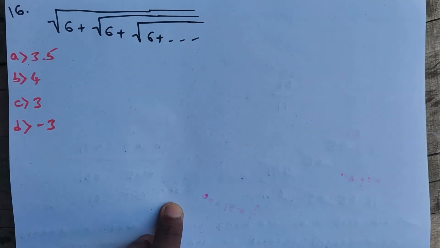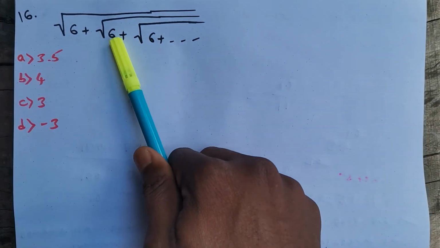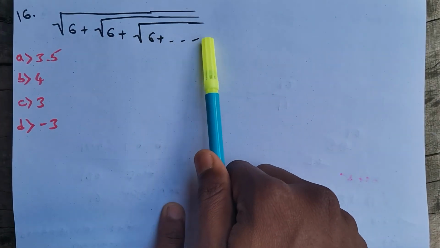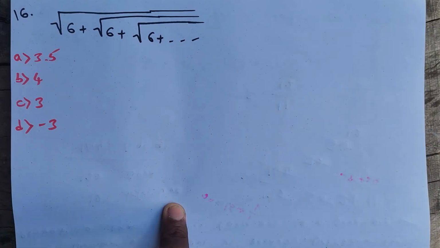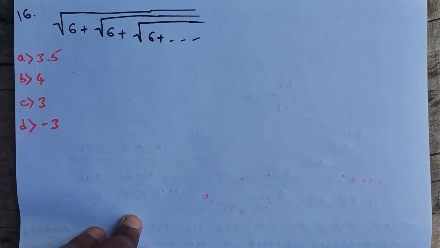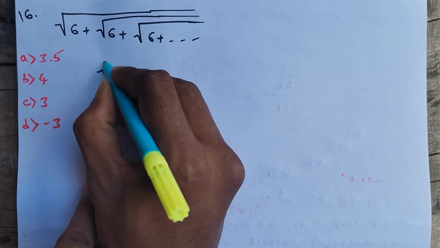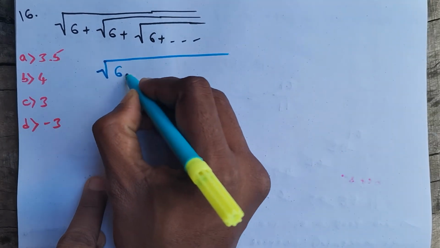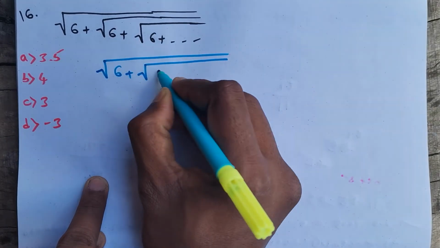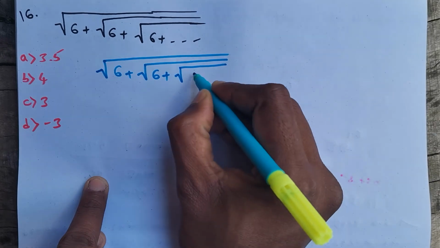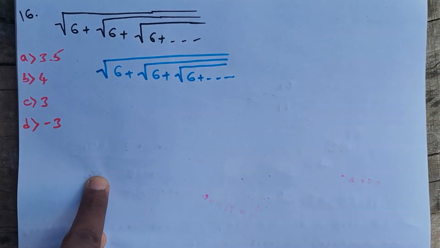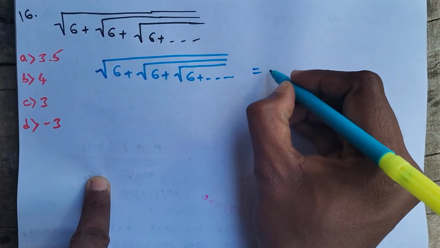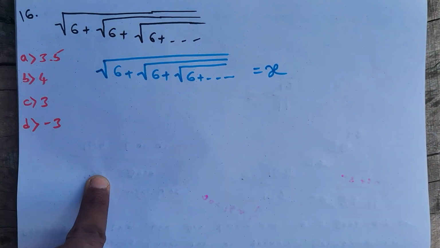Question number 16. Under root 6 plus under root 6 plus under root 6 plus under root 6 plus and so on. What is the value of it? Okay, first they gave under root 6 plus under root 6 plus under root 6 plus and so on. I am taking this as x.